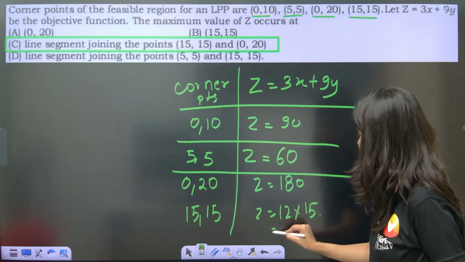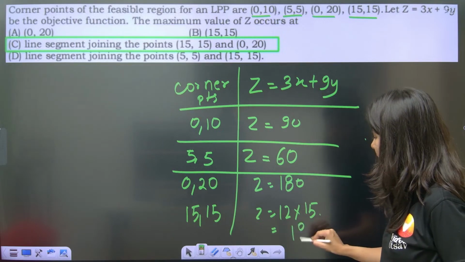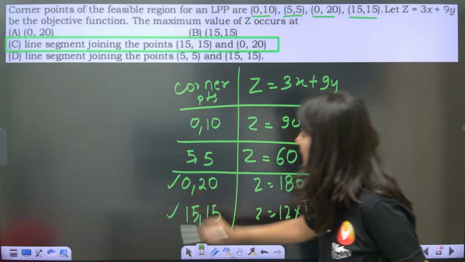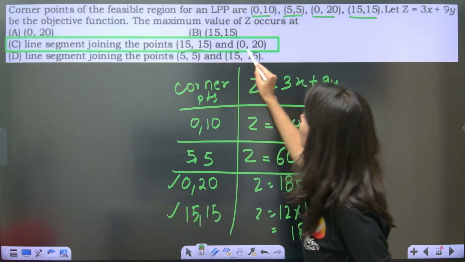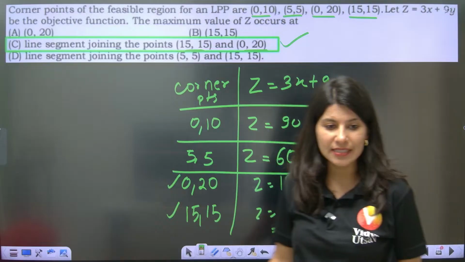So 12 into 15 will be what? 180 only. So maximum value occurs at these 2 points, that is 15, 15 and 0, 20. Option C.